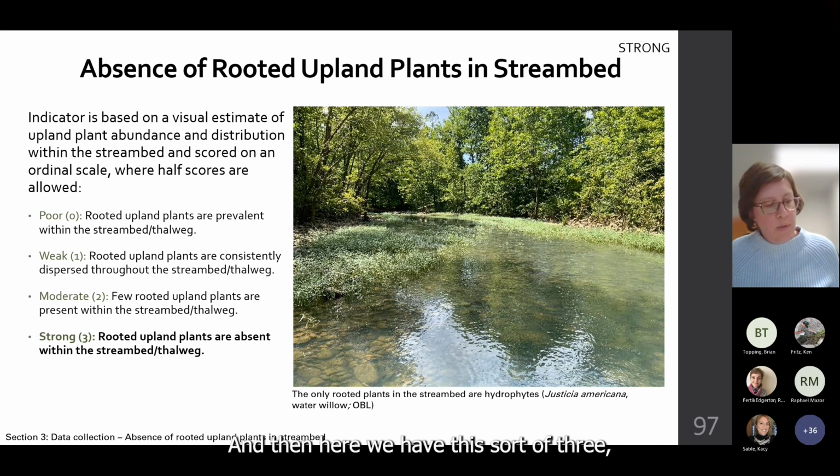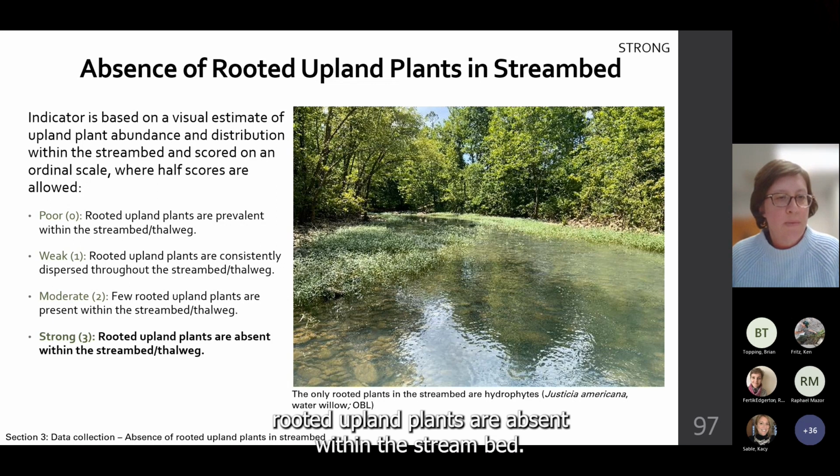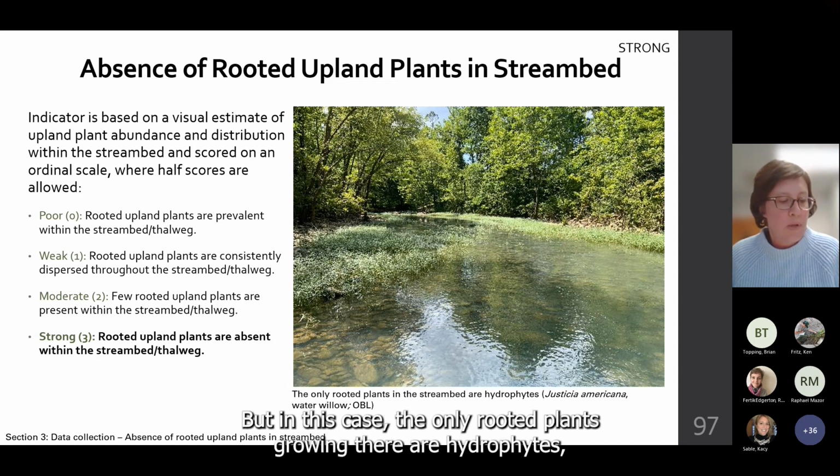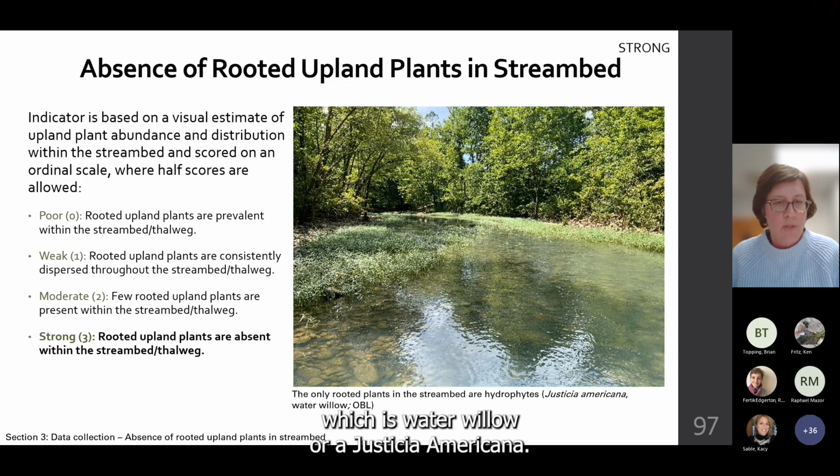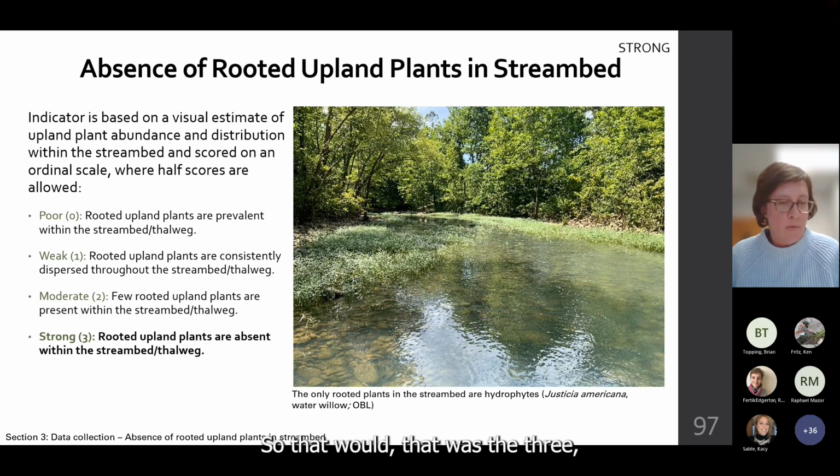And then here we have this scored a 3. Rooted upland plants are absent within the stream bed. So in this case, we see a bunch of plants growing in here, but the only rooted plants growing there are hydrophytes, which is water willow, or Justicia americana. So that was a 3.